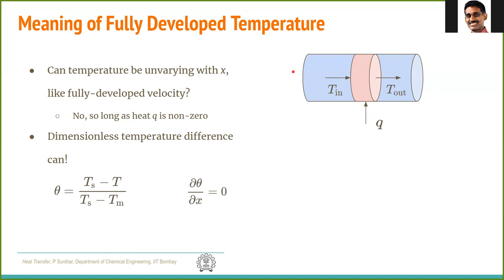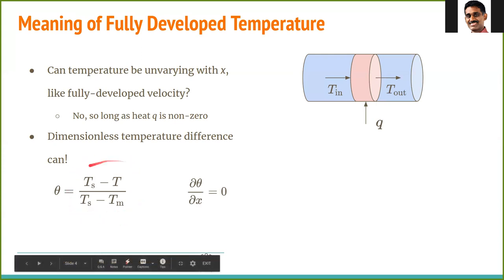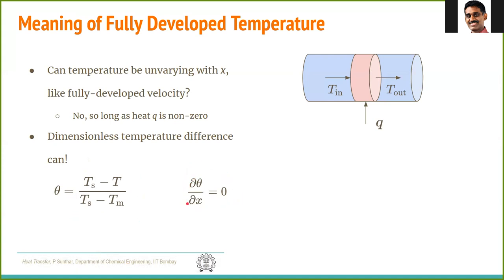Then how do we define the fully developed temperature profile? It so happens that if we define a dimensionless temperature difference, theta, defined by Ts minus T, where T is the temperature at any point, divided by Ts minus the mean temperature, the same mean temperature as we defined in the previous slide, so Ts minus T by Ts minus Tm, this dimensionless temperature turns out to be independent of x when it is fully developed. So the fully developed profile is not defined in terms of temperature being constant, but this dimensionless temperature difference ratio has to be constant.